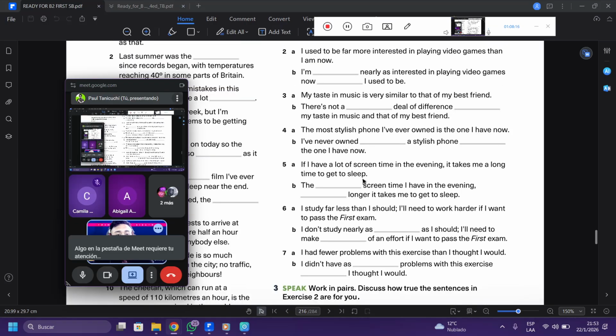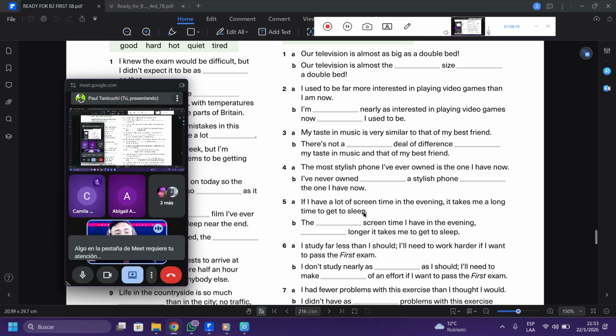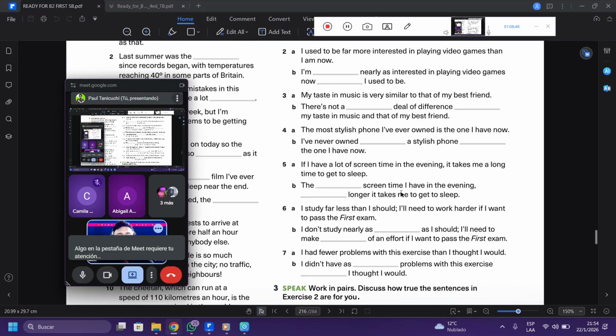Number 3. My taste in music is very similar to that of my best friend. So there is not a... deal of difference between my taste in music and that of my best friend. What do you think? Great deal. Yes, there is not a great deal of difference between my taste in music and that of my best friend.